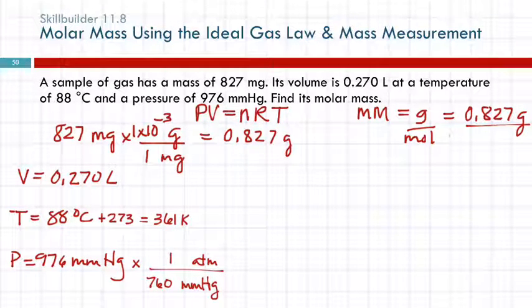So 976 divided by 760, 1.28. My original pressure had 3 sig figs. The conversion is exact. I should have 3 sig figs here. I don't want to introduce rounding errors, so I'm going to carry 2 extra digits. There's my pressure.